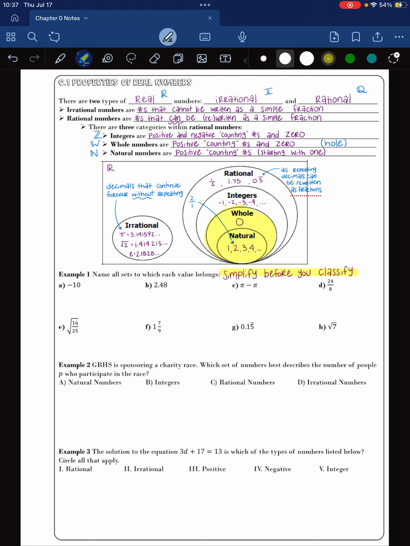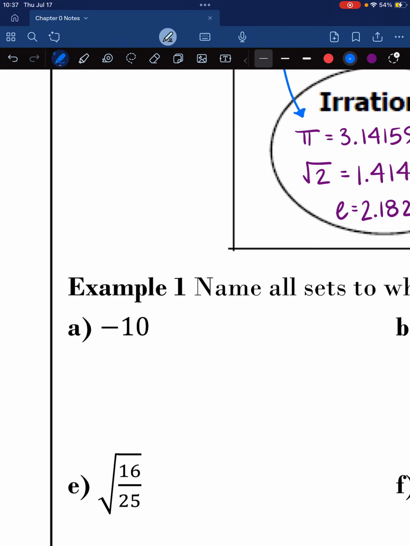Okay, so let's do some practice. Let's name all sets to which these values belong. And it is important that we remember to simplify before we classify these numbers. So we just need to check if these can be simplified first. Okay, so negative 10 obviously cannot be simplified.